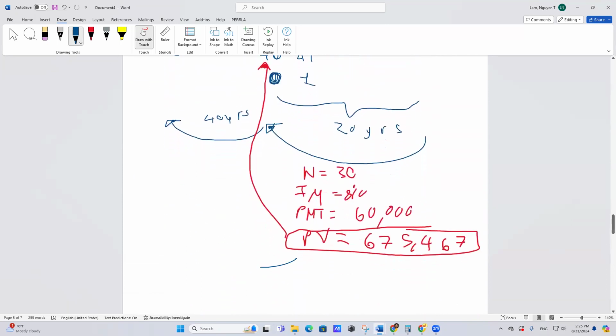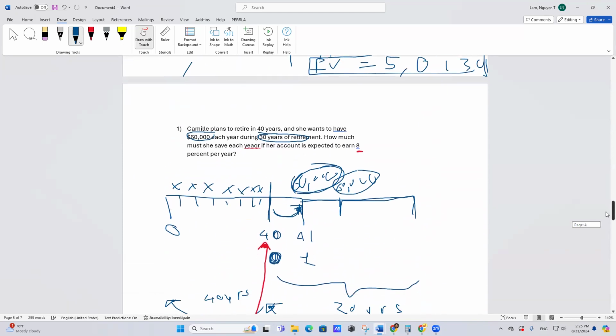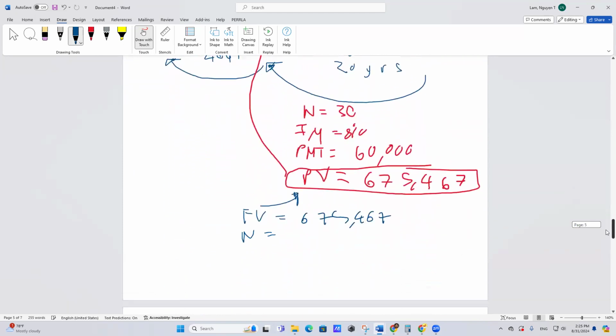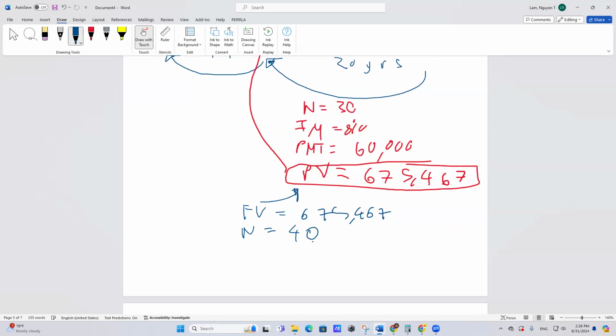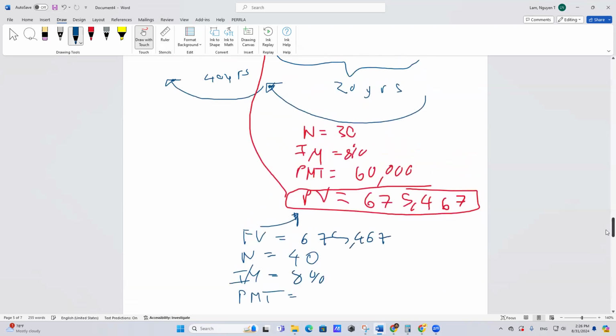So still, this one, you still convert it to future value, right? Of 675,467. Number of periods. How many number of periods do you see? 40, right? Yes, 40. IY, still the same, 8%. And then you compute what? This time you compute PMT, right? Because it's asking for the payment. Okay, let's do that. Remember to clear your calculator.